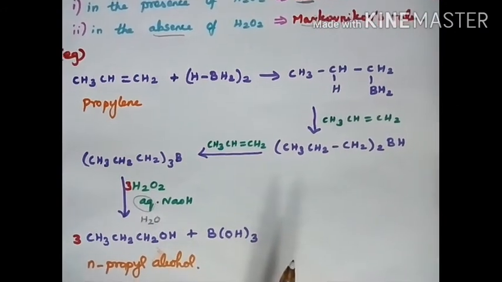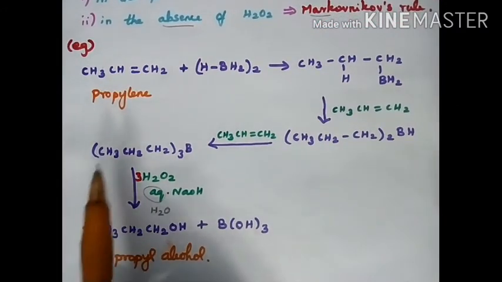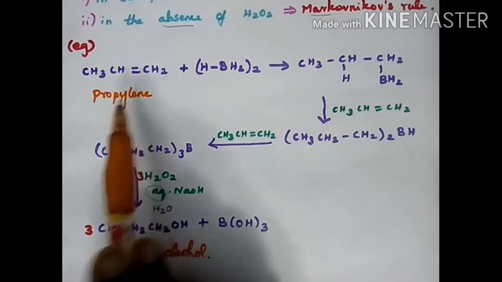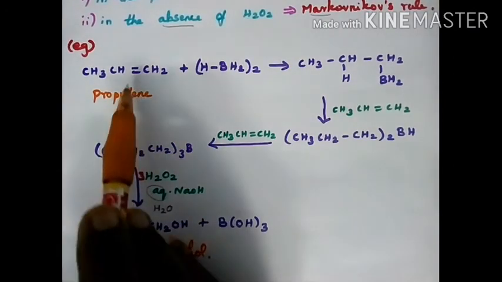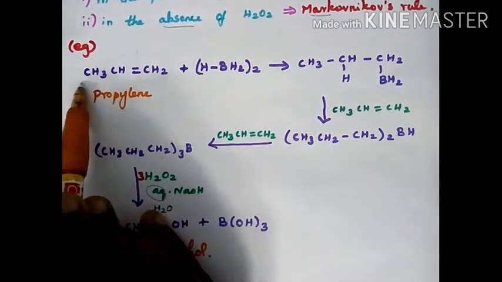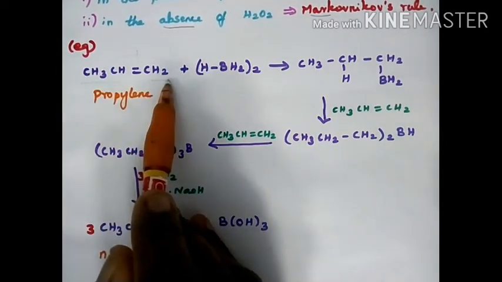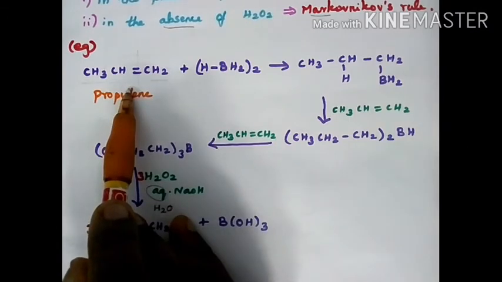Here we are going to see the anti-Markovnikov rule. Example for this one is propylene. Why are we taking propylene? Whether this is a symmetric or unsymmetric alkene? Now here we have 2 carbon, here we have 1 carbon. So it is an unsymmetric alkene.